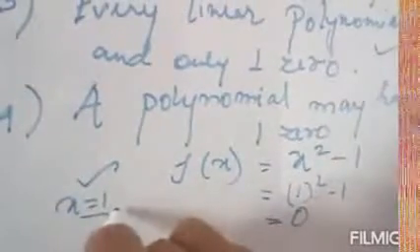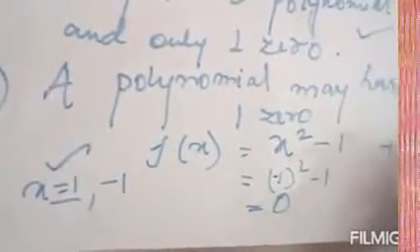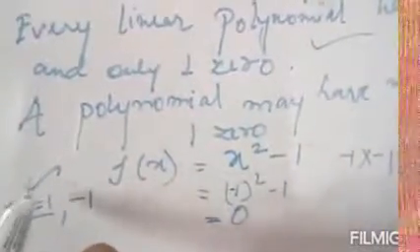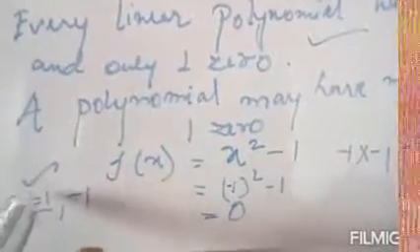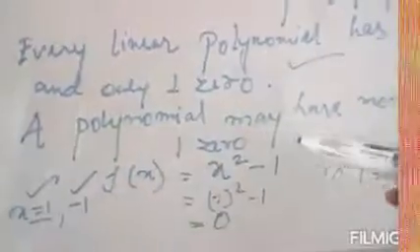Now instead of this, if I write x is equal to minus 1, what will be the value of this polynomial again? Minus 1 whole square, minus 1. Now you know, minus 1 into minus 1 will always come as 1. So 1 minus 1, again it will be 0. So the 0 of the polynomial in this case is 1 as well as minus 1. That means a polynomial can have more than one 0. So here this statement is also true.